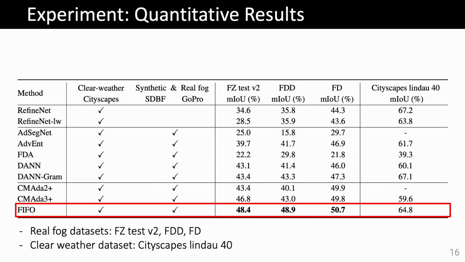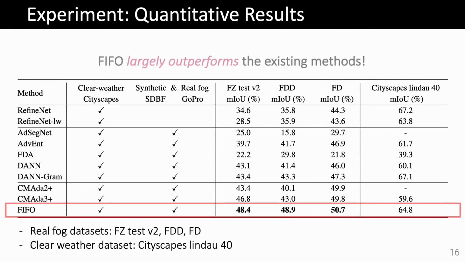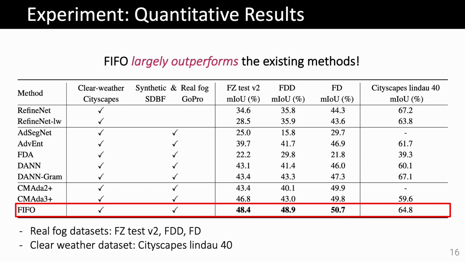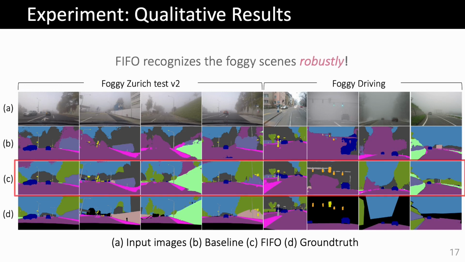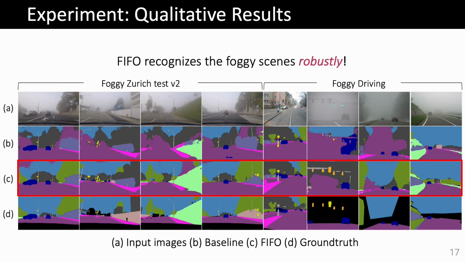The efficacy of FIFO is demonstrated on real fog and clear weather datasets. As shown in the table, our method substantially outperforms previous work on our datasets. FIFO also qualitatively improves segmentation results in real foggy images and recognizes objects robustly even in dense fog.